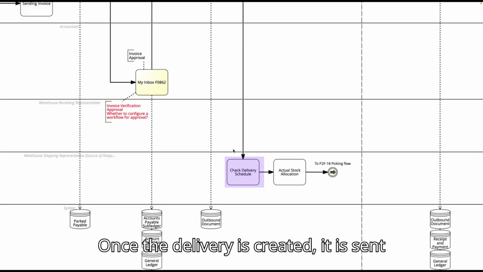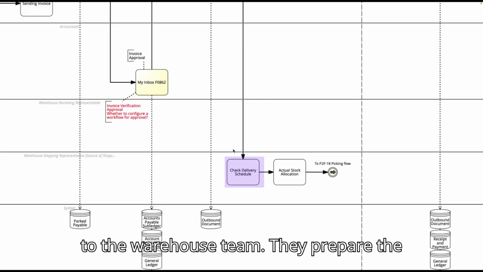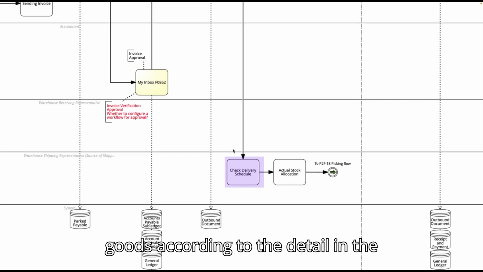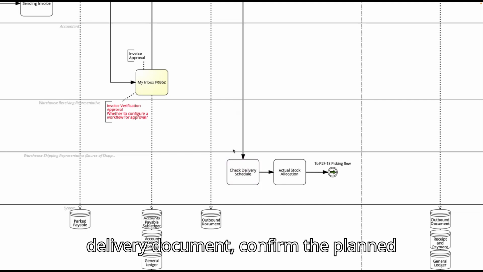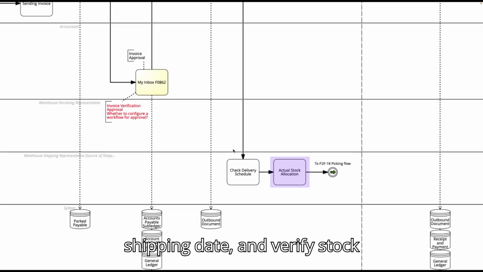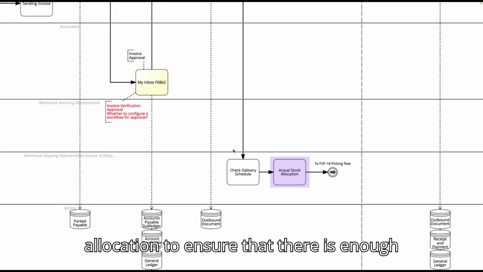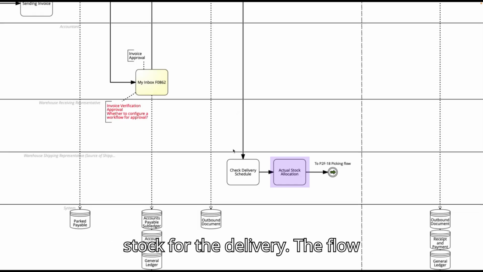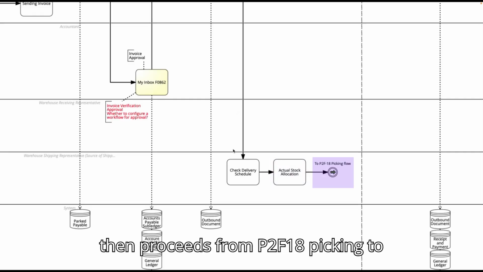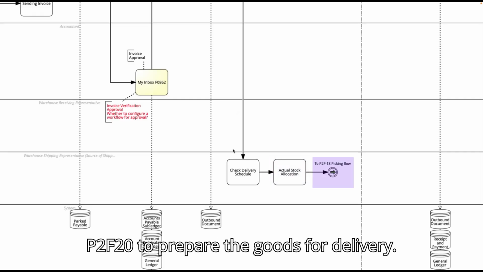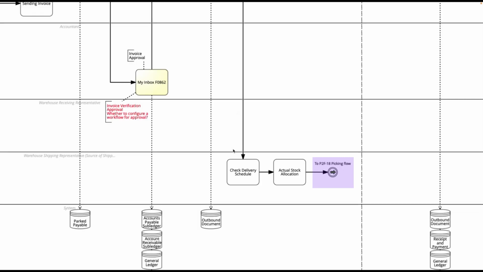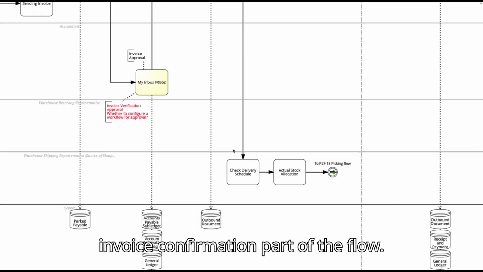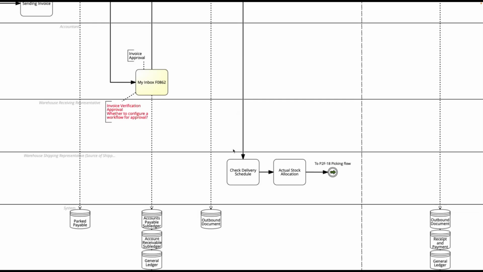Once the delivery is created, it is sent to the warehouse team. They prepare the goods according to the detail in the delivery document, confirm the planned shipping date, and verify stock allocation to ensure that there is enough stock for the delivery. The flow then proceeds from P2F18 picking to P2F20 to prepare the goods for delivery. This is the end of the at the time of invoice confirmation part of the flow.